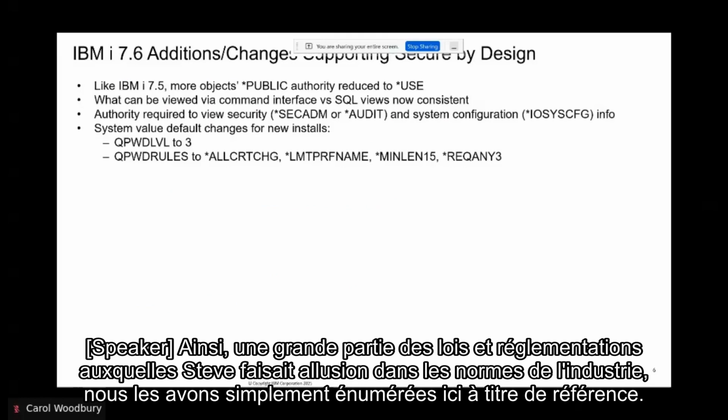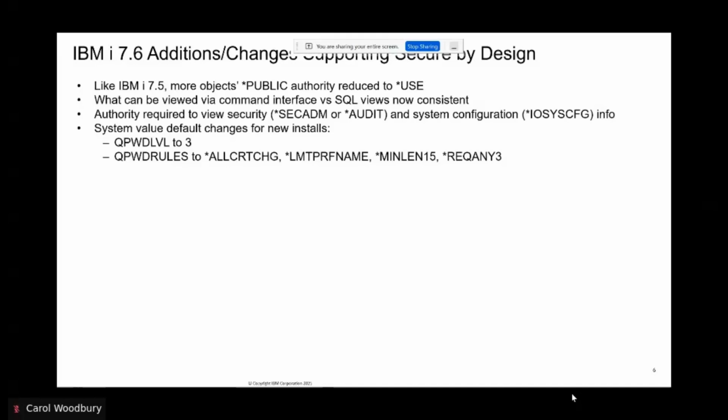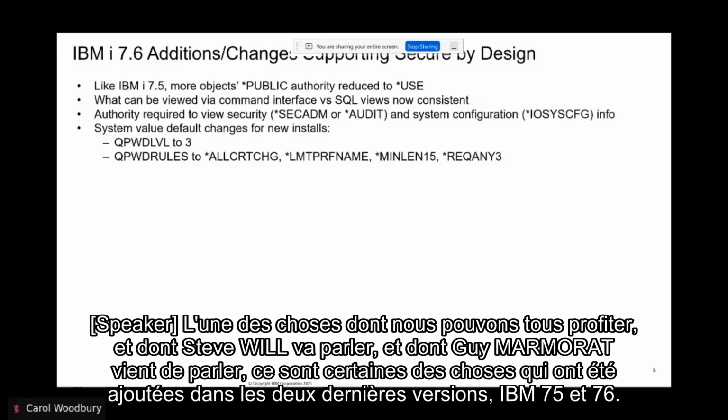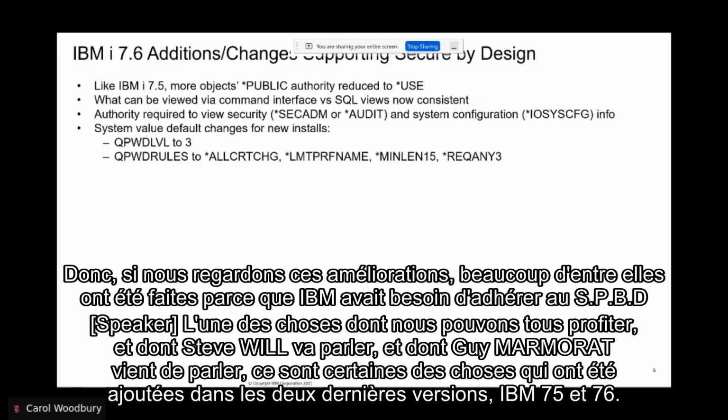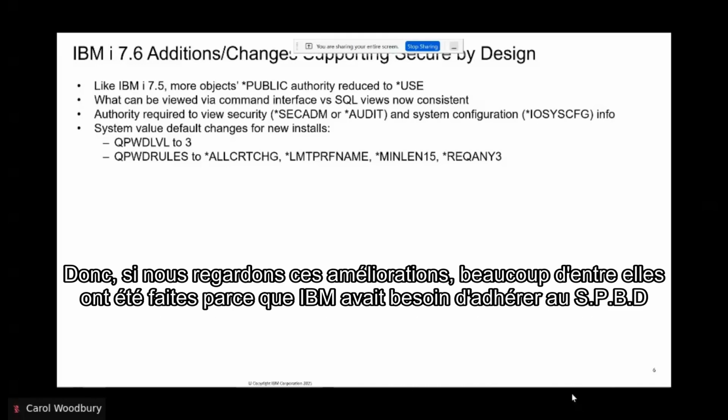Now, one of the things that we all can take advantage of, and that Steve will be talking about and Guy just talked about, are some of the things that have been added in the last two releases, IBM i 7.5 and 7.6. Many of them were done because IBM needed to adhere to secure by design and secure by default.